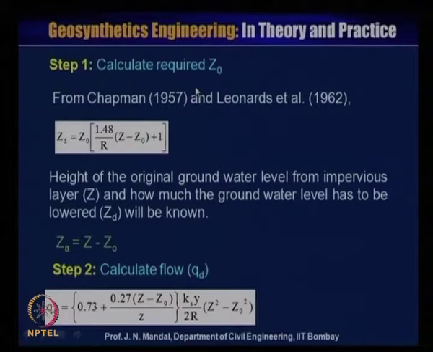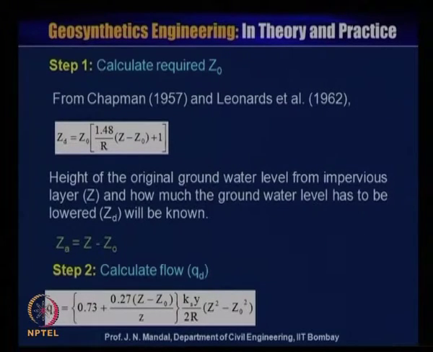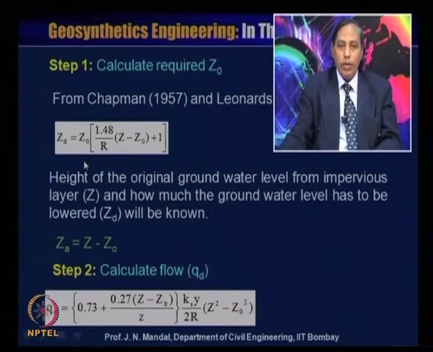to calculate the required Z0 from Champion 1957 and Leonards et al. 1962. So, you can calculate ZD is equal to Z0, third bracket 1.48 by R, then Z minus Z0, plus 1. So the height of the original groundwater level from the impervious layer Z, and how much the groundwater level has to be lowered, ZD, will be known.